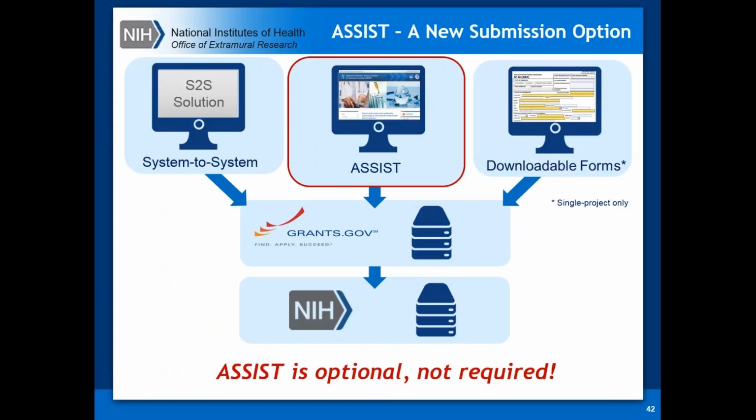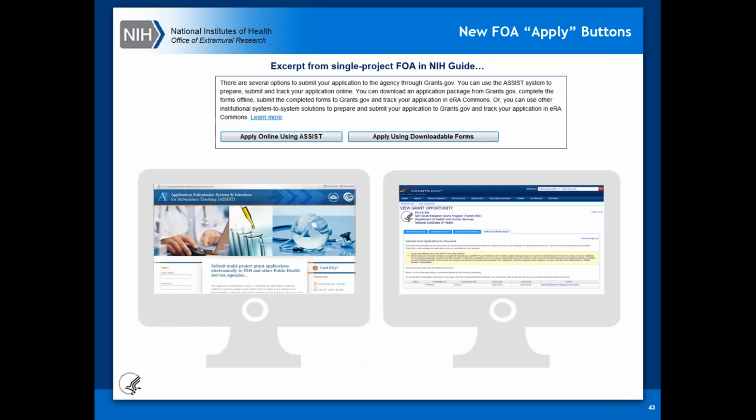So with respect to applying to the NIH for grants, we have something called ASSIST, which is a new submission option. As you can see, you can apply system to system, or you can use downloadable forms, but ASSIST will help you address the usual hurdles that most folks face. Use of ASSIST is optional, it's not required, but it does help to streamline and address the more common errors that we've seen. So as you can see here, you can apply online using ASSIST to the left there, or apply using downloadable forms.